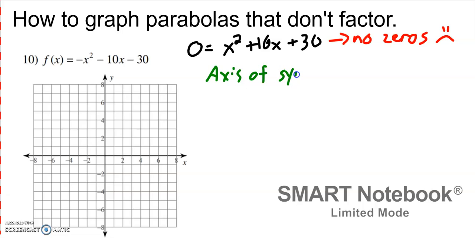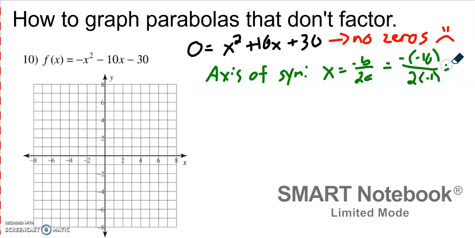I'll abbreviate axis of symmetry. Okay, so it's going to be x is equal to -b over 2a. If I go back to my original problem, my b value is -10, so it's going to be the opposite of -10, over 2 times -1, and I eventually get -5. So my axis of symmetry is going to be -5. So let me draw that. X is equal to -5.